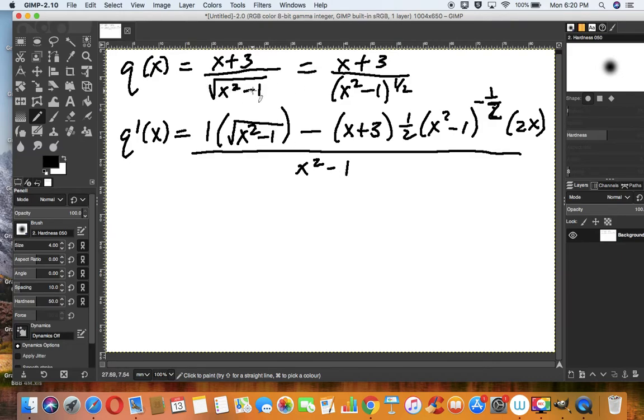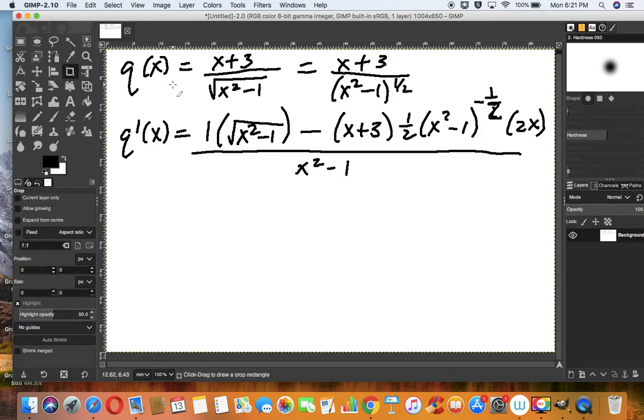The root of x squared minus 1 squared is x squared minus 1. So basically, the root cancels out. Okay, so that would be the derivative of this one here.